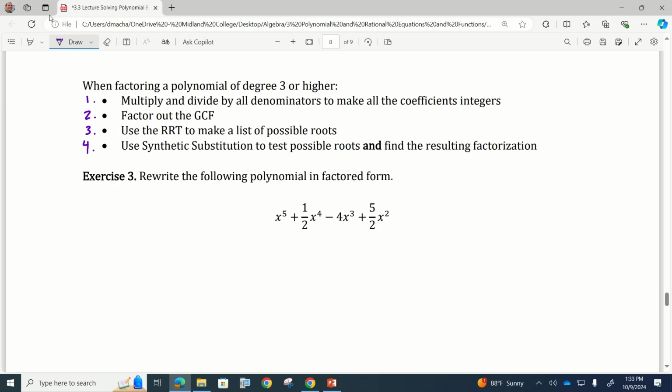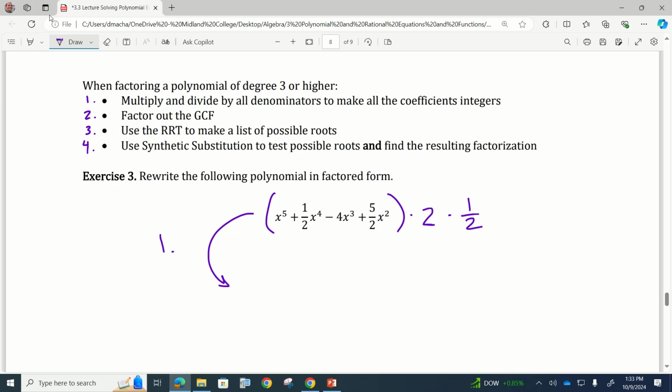But what I can do is multiply this whole thing times my denominator 2, and that would give me all integer coefficients. But this time, I don't want to change the value of my polynomial. I want to keep it the same. And so in order to keep the same value here, I'm also going to multiply by 1/2. Because 2 times 1/2 is 1. I can multiply by 1 without changing the value.